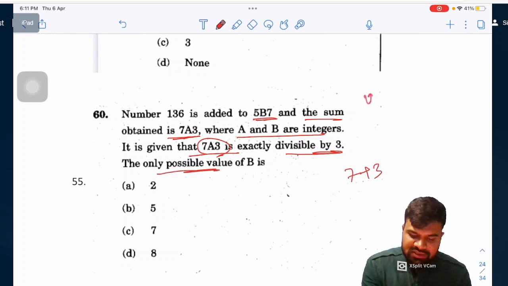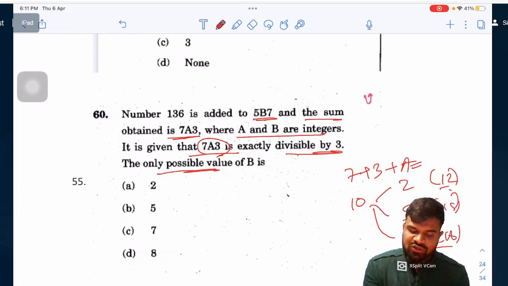That means 7 plus 3 plus a should be divisible by 3. 7 plus 3 is 10. Now a can either be 2 for 12, a can either be 5 for 15, or a can either be 8 for 18. These are the possible values for a. So we have found our possible values for a.